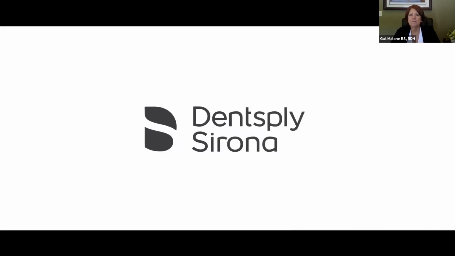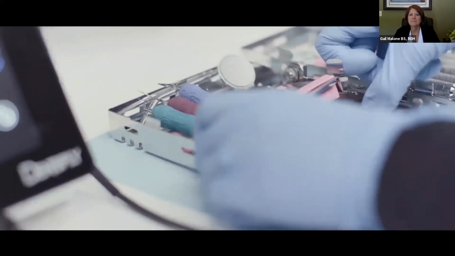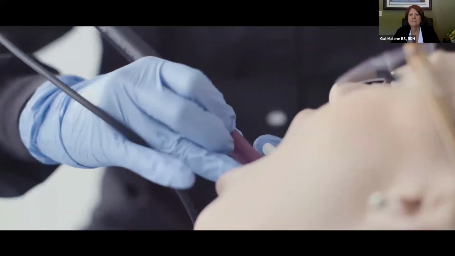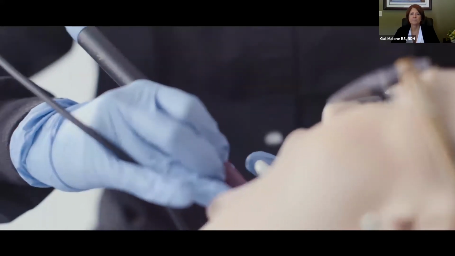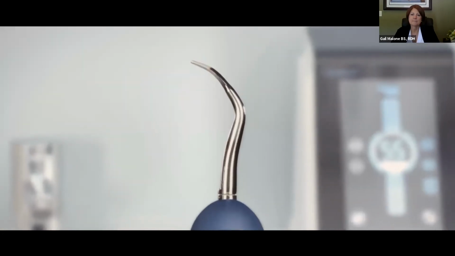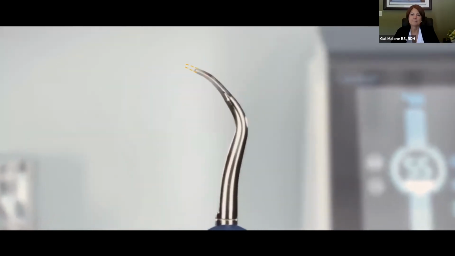Selecting the appropriate ultrasonic insert based on the type of deposit and anatomy can have an impact on scaling efficiency and comfort. Another key to optimizing performance is using a well-maintained ultrasonic insert. Did you know that the last 4 millimeters of the tip is referred to as the active area? This area is responsible for the removal of calculus and biofilm. As the tip wears from use over time, this lost length translates into a loss of efficiency.